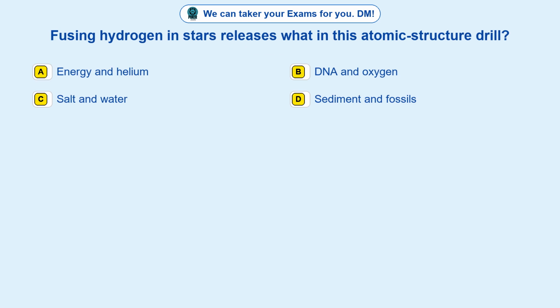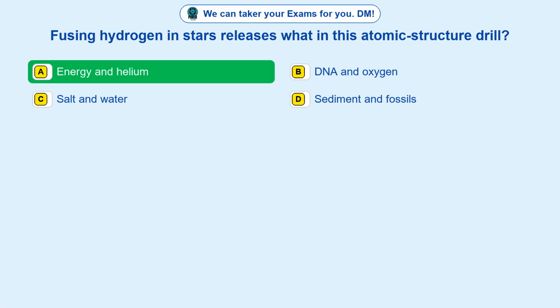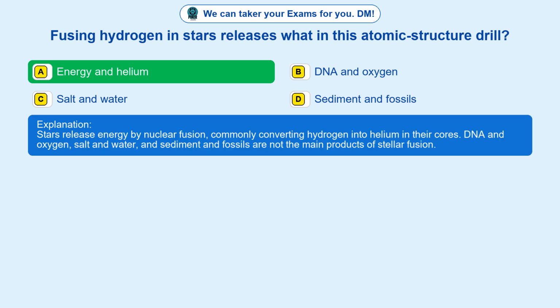Question 93. Fusing hydrogen in stars releases what in this atomic structure drill? Option A, energy and helium. Option B, DNA and oxygen. Option C, salt and water. Option D, sediment and fossils. The correct answer is option A. Energy and helium. Stars release energy by nuclear fusion, commonly converting hydrogen into helium in their cores. DNA and oxygen, salt and water, and sediment and fossils are not the main products of stellar fusion.